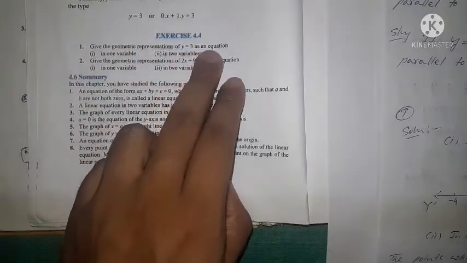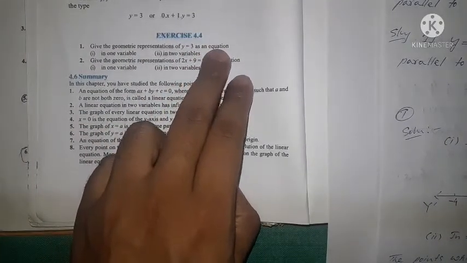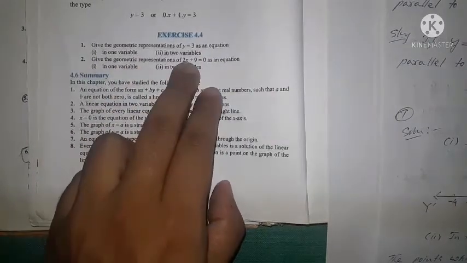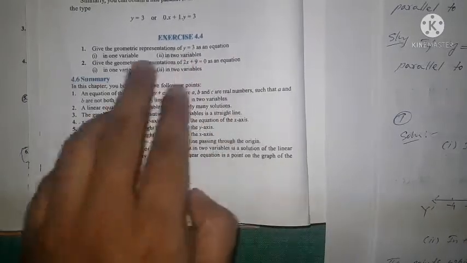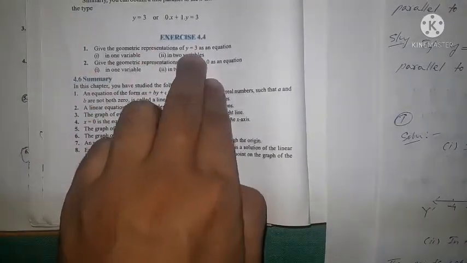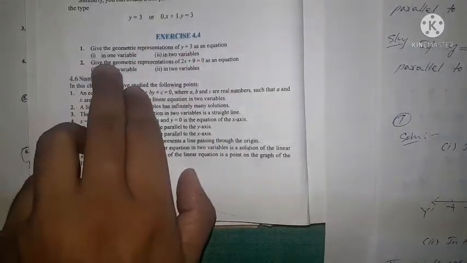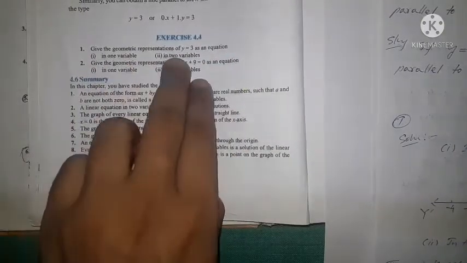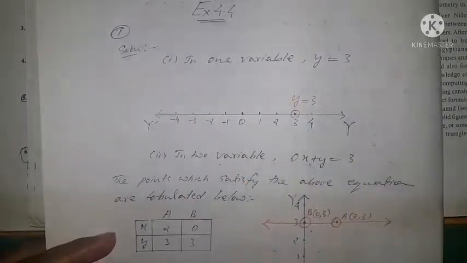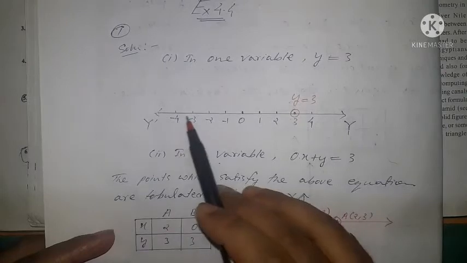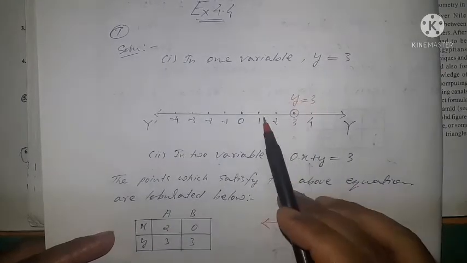So let's move to exercise 4.4. It is given: find the geometric representation of y equals 3 as an equation in one variable and as an equation in two variables. We already know that in one variable we can represent it on a number line, that is, this is the value of y equals 3: 1, 2, 3.